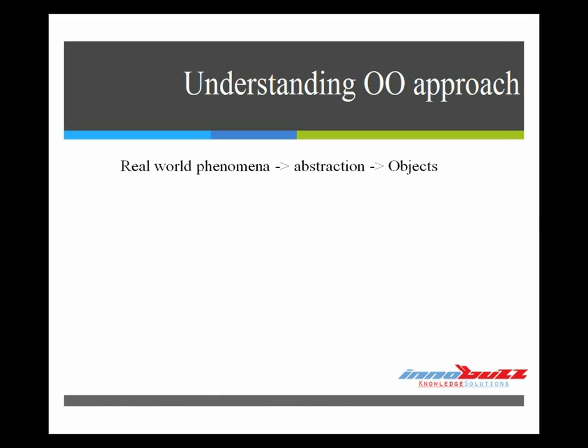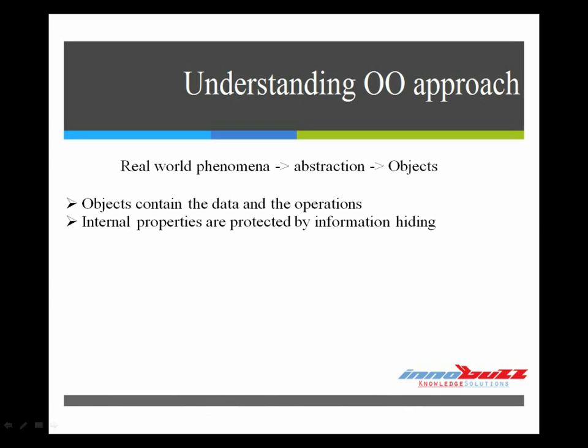Let's see some details about this. The objects contain the data and the operations. The objects belong to classes, and inside them we are going to see the elements as fields and the behavior as methods. Internal properties are protected by information hiding. There is an access mechanism that allows us to reach the protected properties inside the objects. This is going to be called encapsulation. We are going to see it.